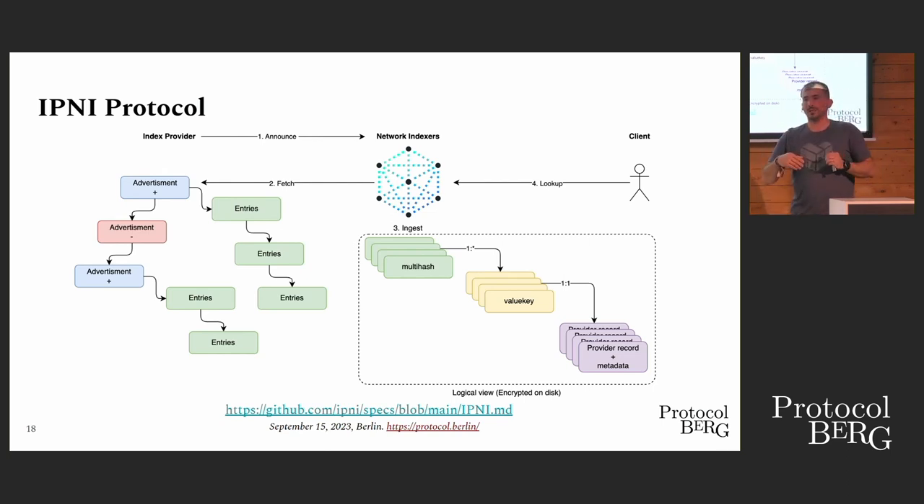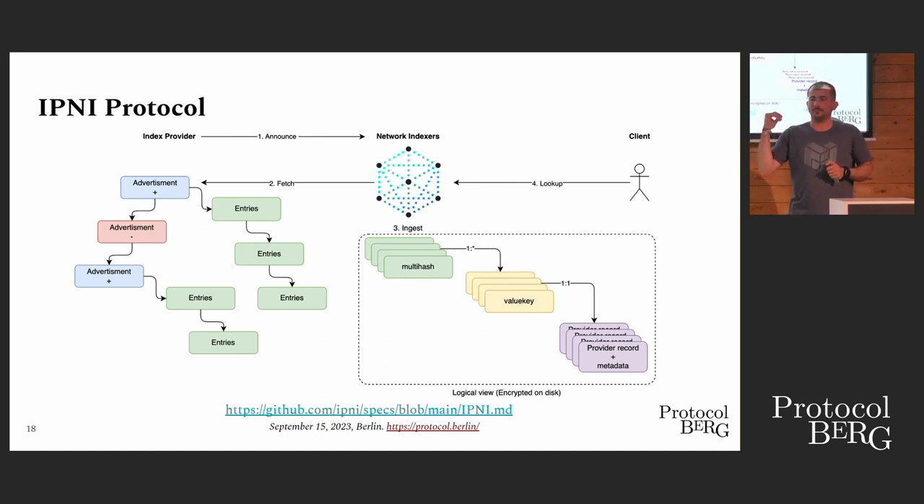So, you can publish an advertisement that, for example, doesn't have a context ID, and essentially the changes in that advertisement apply to all the content that you have published in the past.